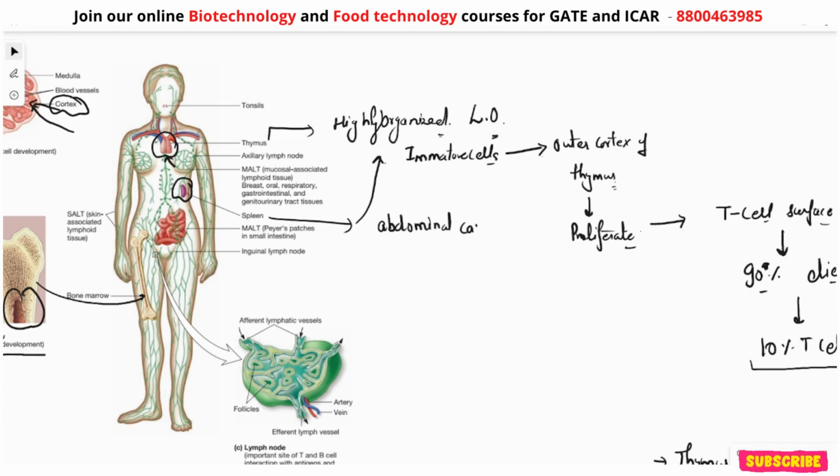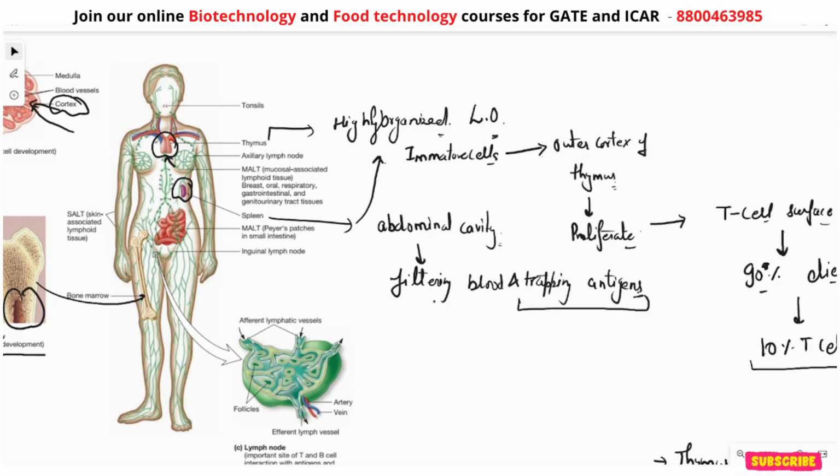Abdominal cavity, right? And the spleen is specialized in filtering blood and trapping blood-borne microbes and antigens. Trapping antigens, or simply you can say the pathogens, right? Now these trapped antigens get destroyed by the dendritic and macrophagic cells.